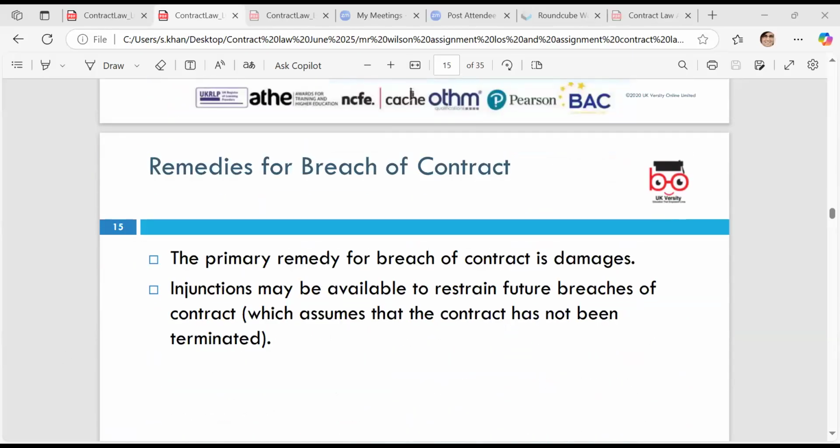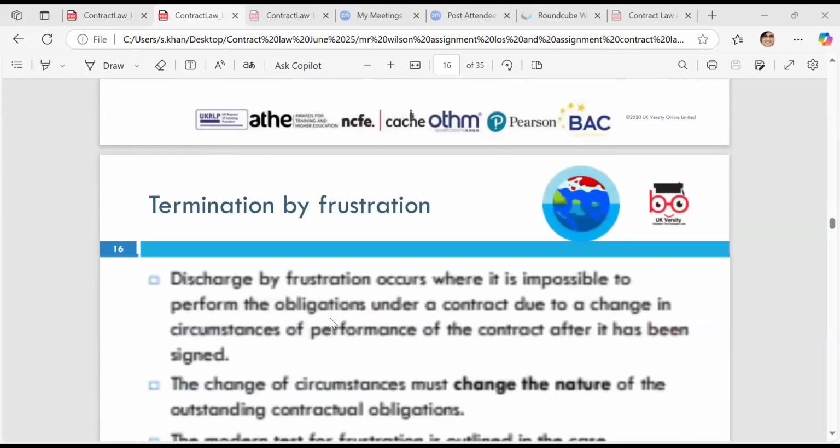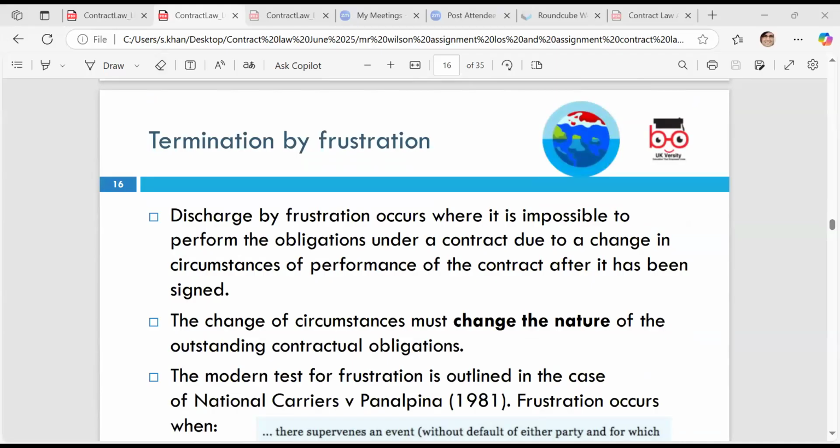Remedies for breach of contract. The primary remedy is damages, that is money paid to another party, and injunctions may also be available in regard to that. An injunction could be where they would have to comply with something, and it is an equitable remedy.